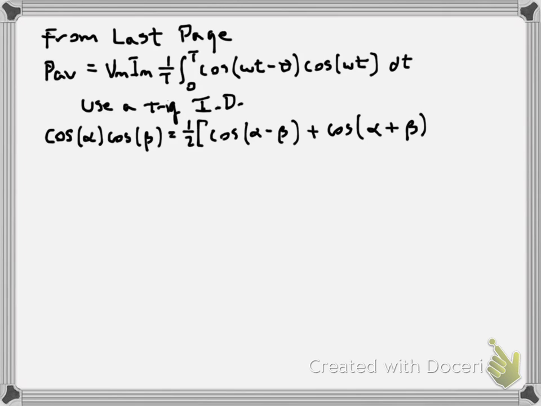And we're going to use a trig identity. This expression has the product of two cosines. We want to put those together. So we use the trig identity cosine alpha cosine beta equals 1/2 times cosine of alpha minus beta plus cosine of alpha plus beta. And we're going to use this trig identity by setting alpha equal to omega t minus theta and beta equal to omega t.